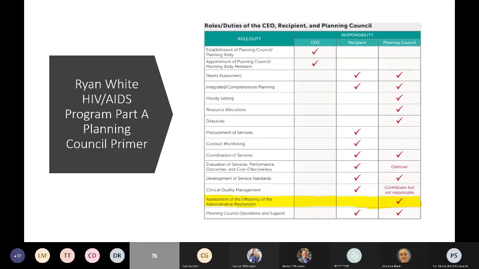The Ryan White legislation lays out the roles and responsibilities of our Planning Council to Part A. This is a table from the Part A Planning Council primer. You can see the various duties that we have done this year and will continue to do in our year of planning. Highlighted is the assessment of the efficiency of the administrative mechanism, which we are working on now.